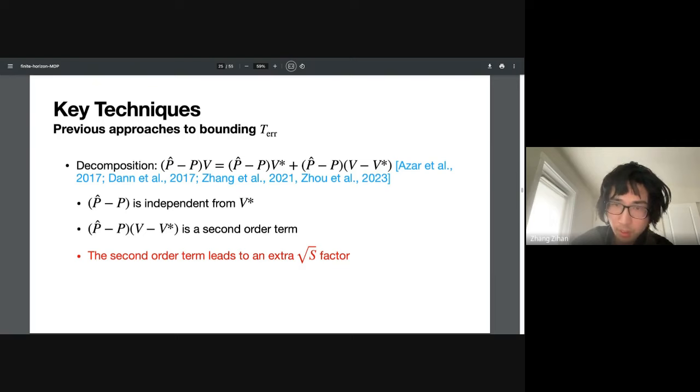As for the second term, it's a lower order term because as long as the learning process goes, v will converge to v star. But the problem here is that the second order term leads to an extra square root of S factor in the regret bound, and this is why the MVP algorithm can only achieve a regret of square root of S A K plus S squared A. That is the reason for the extra S factor.